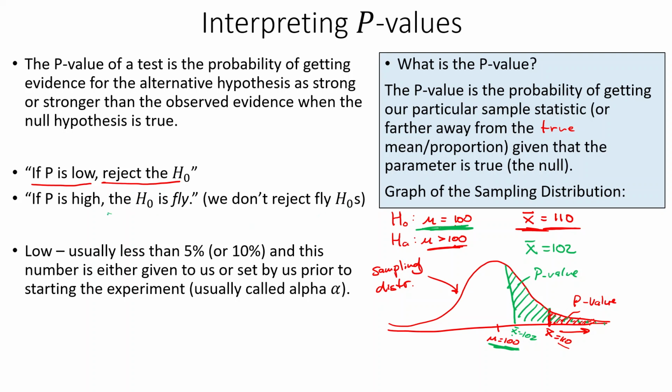I'm still trying to come up with something here. I try something different every year. If you can come up with something better, more power to you. P is low, reject the H0. That one works out real well. P is high, we don't have a good one, but the H0 is fly. That's what I'm going with this time.